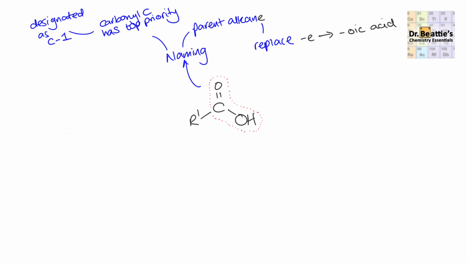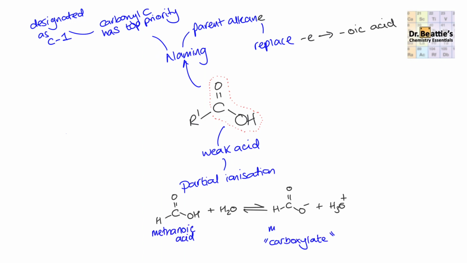First thing to mention here is that carboxylic acids are exactly that. They are acidic. They are weak acids because there is partial ionization of this hydrogen to form a carboxylate. If we were to take the simplest carboxylic acid, methanoic acid, and add this to water, it would ionize to form methanoate and a H+ ion. Important to realize that this form of a carboxylic acid is called a carboxylate. For every carboxylic acid, it forms a -1 negative charge.